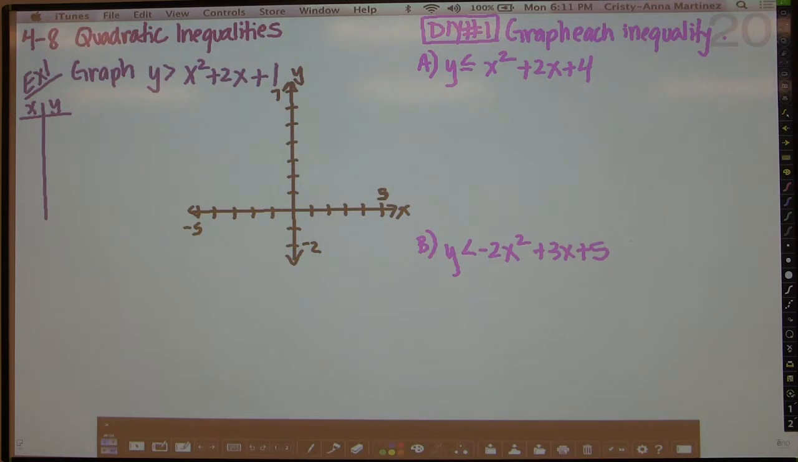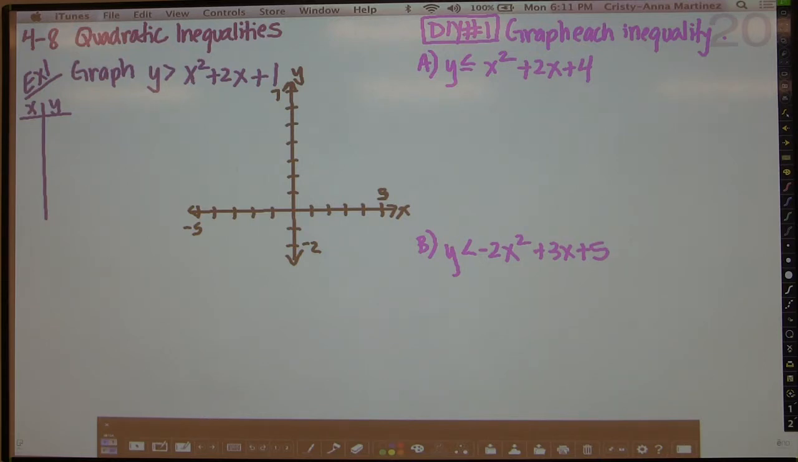Obviously, we were graphing quadratic equations before with equal signs, and now we are graphing quadratic inequalities. And as you probably can imagine, whenever you deal with inequalities, you have to deal with shading and dashed versus solid boundary lines. So to remind you, basically greater thans typically mean you're going to shade above the boundary line, or in this case inside the parabola if it's facing up.